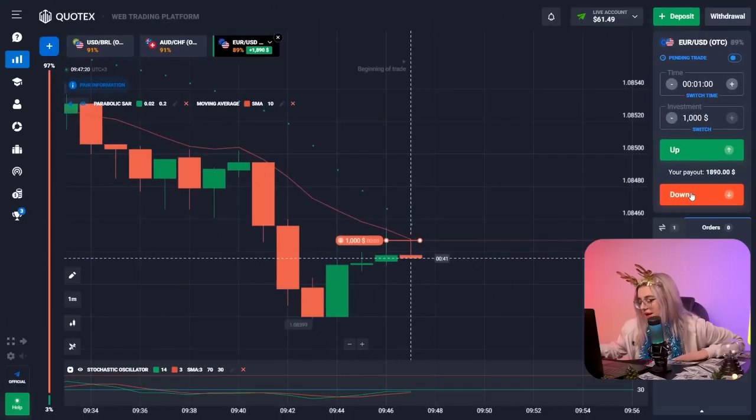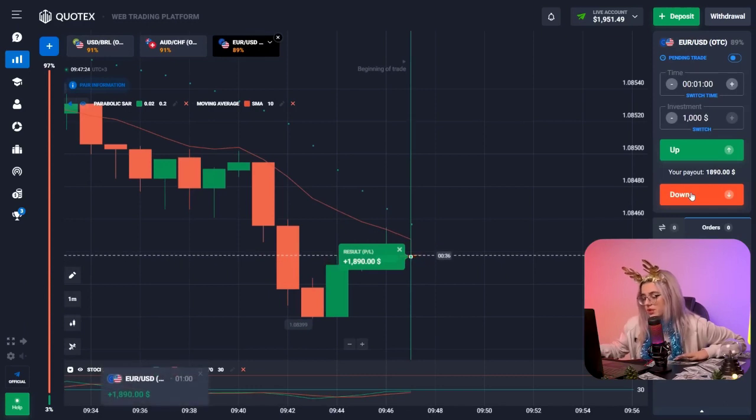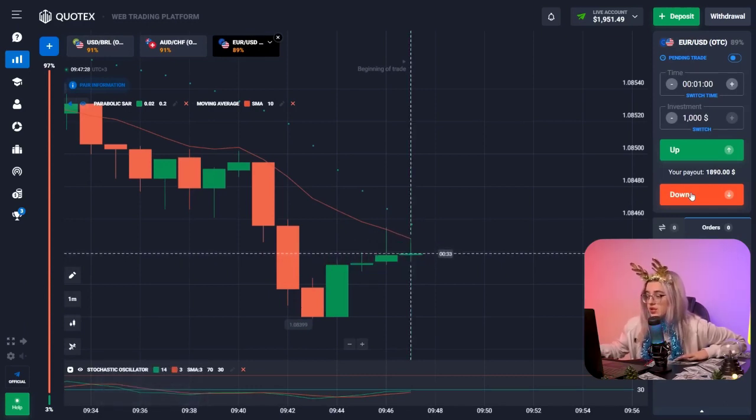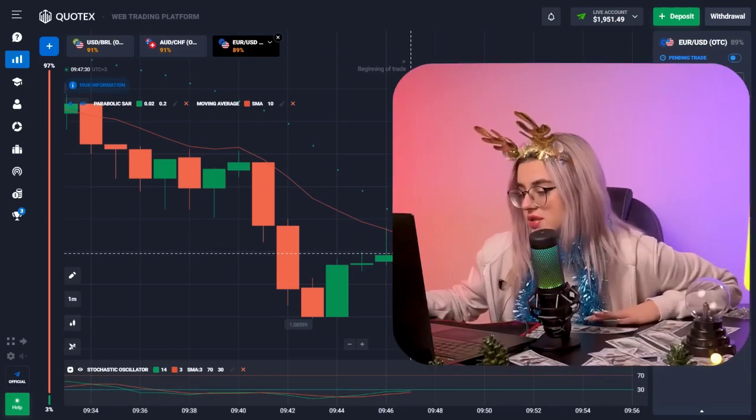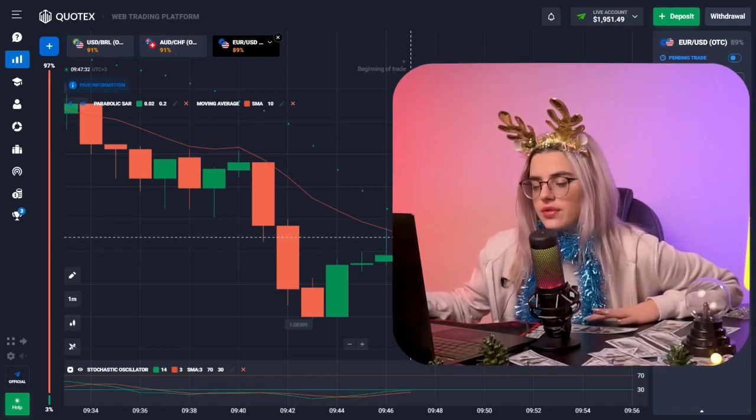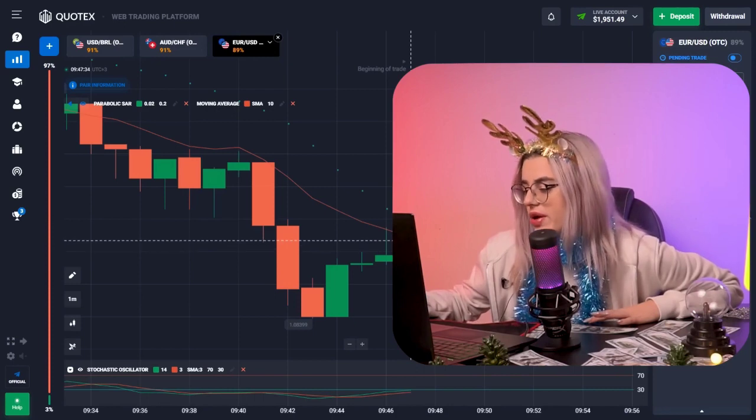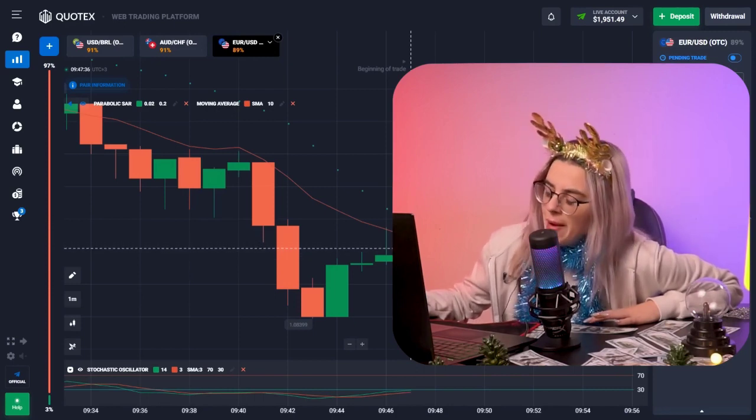So guys, last second, and we can see, as I said, the trend was right. The bearish path showed us and explained us everything, and we made $1,890. That's quite a good result for, I think it's the 5th or 6th trade right now. So I'm pretty happy about it.